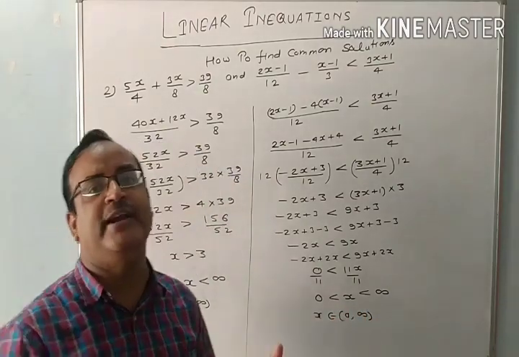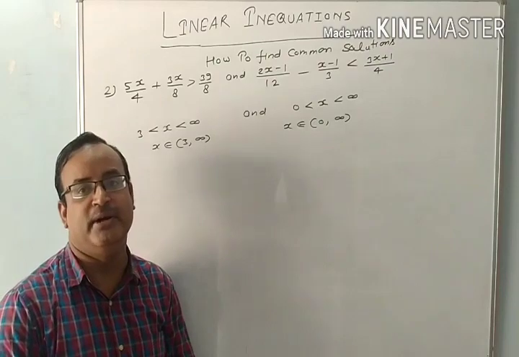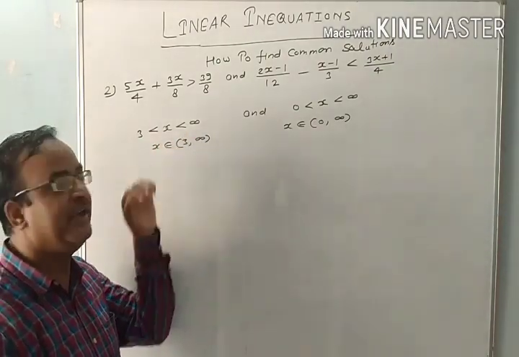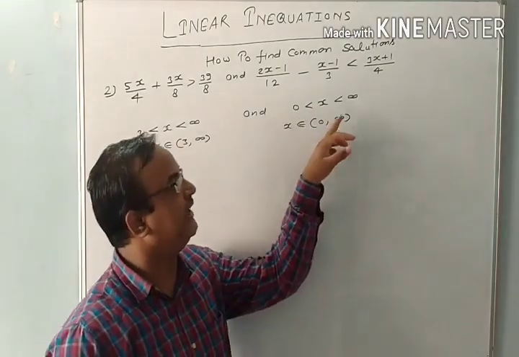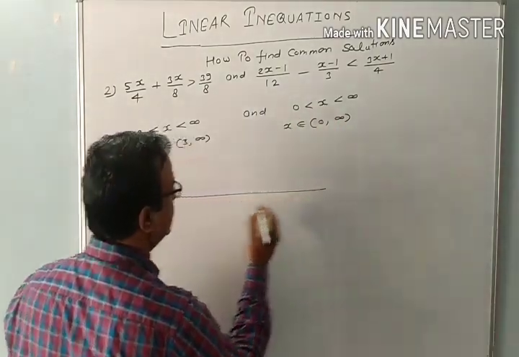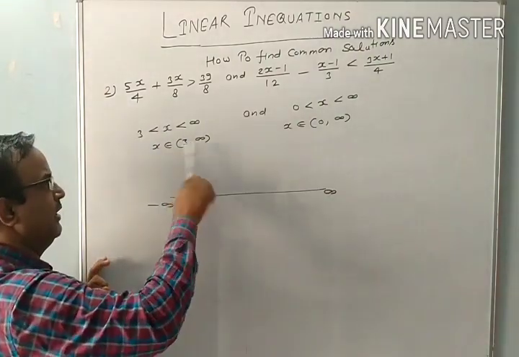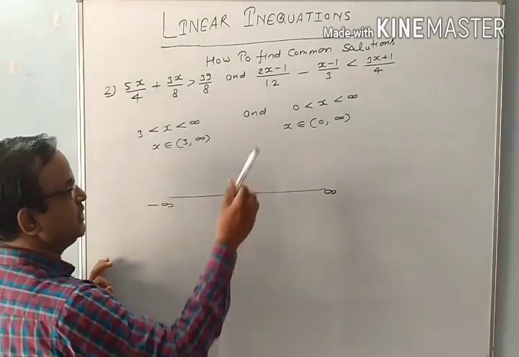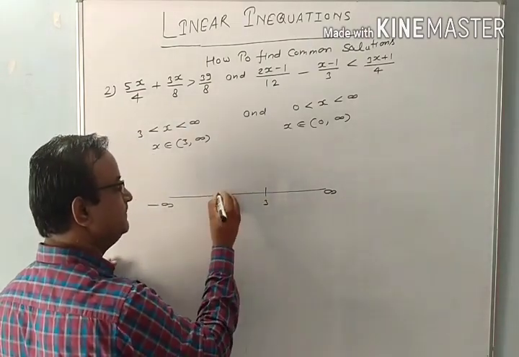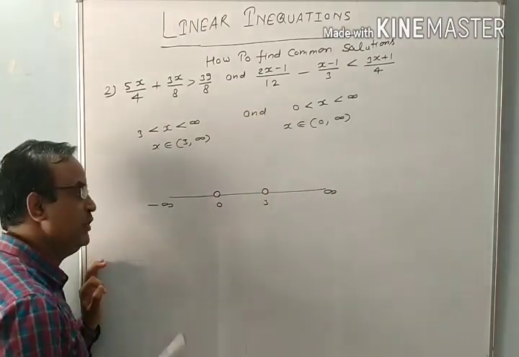And now we will find the common solution. We will represent it on a number line to find the common solution. x is more than 3 but less than infinity, and x is more than 0 but less than infinity. So first of all we draw a number line, minus infinity to plus infinity. Locate these values of x, 3 and 0. So it is 0 and 3. Draw light circles because x is not including 0 and 3.